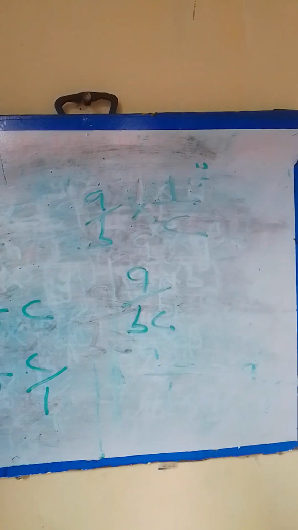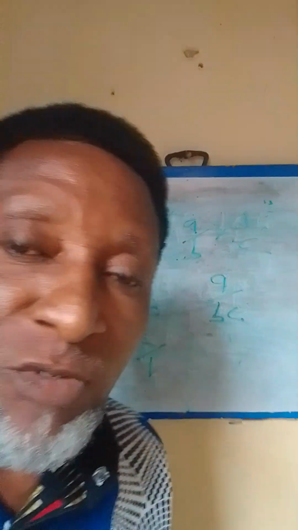Here, a times 1 is a, b times c is bc. So take note of this. This is a very important aspect of mathematics I want us to take note of.